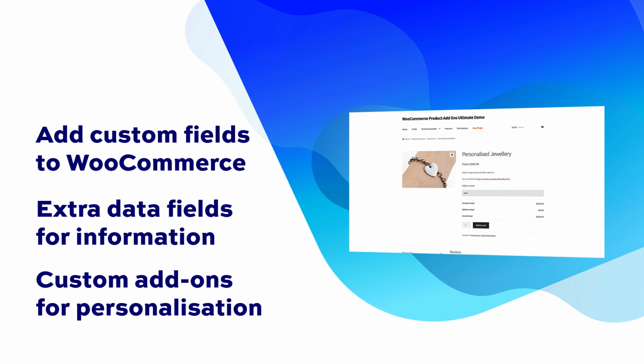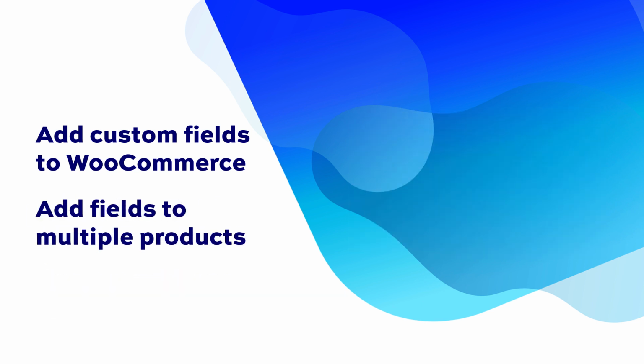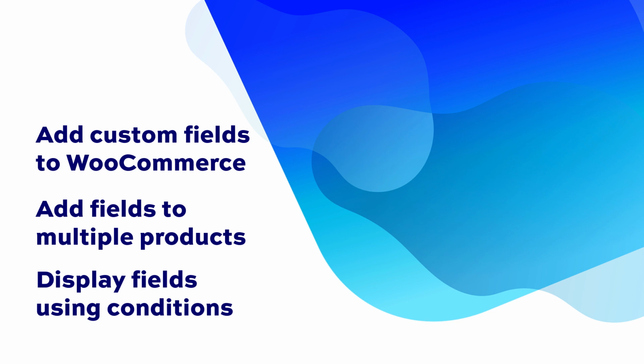We'll also cover how to add fields to multiple products in one easy hit. And we'll look at how to display fields conditionally, based on the values of other fields. So let's start by looking at adding custom data fields that present extra information.